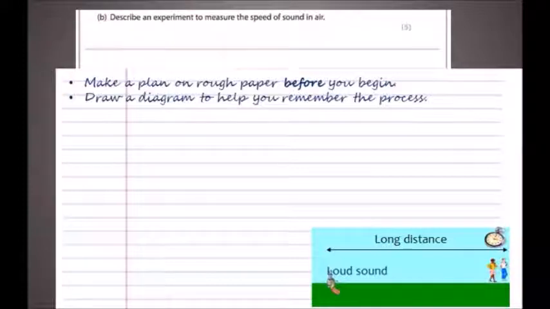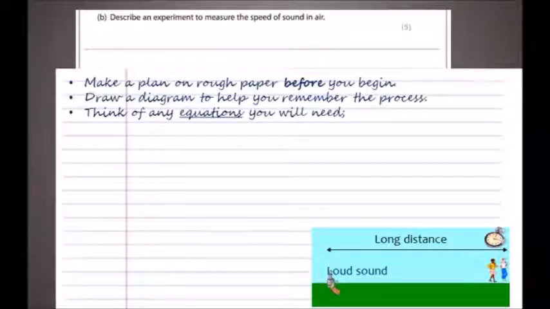So in this case, this is one method that we're going to choose to do. Make a loud sound, perhaps using a starting pistol or some cymbals to clash together. Have the people a long distance away, and some method of timing them. Now you're going to need to think up any equations you're going to need to answer the question. In this case, speed equals distance over time is going to be important to calculate the speed.